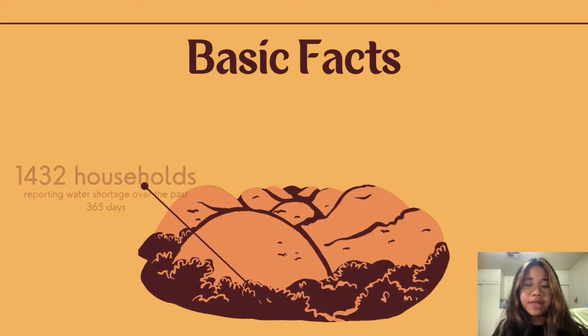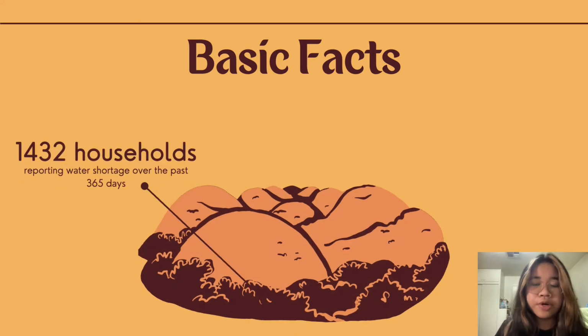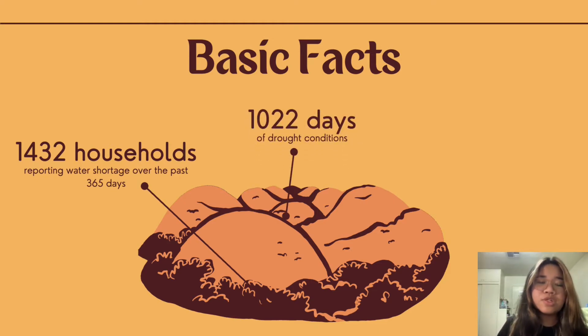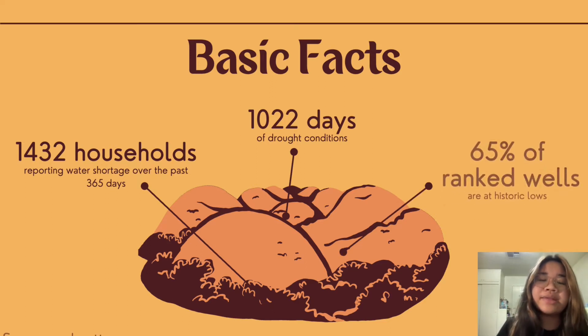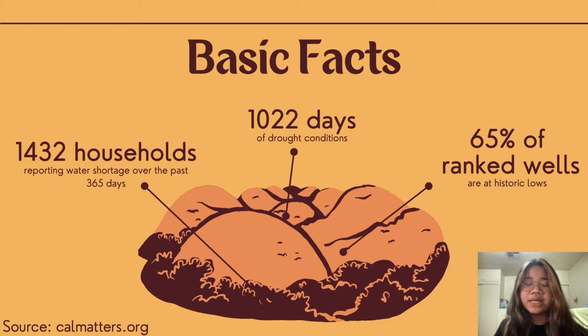Up to now, 1,432 households have reported water shortage conditions, which is an increase of 40% compared to last year. 1,022 days is how long the area has faced drought conditions, and 65% of the ranked wells in California are at historic lows.